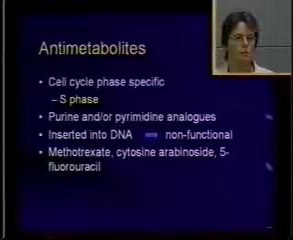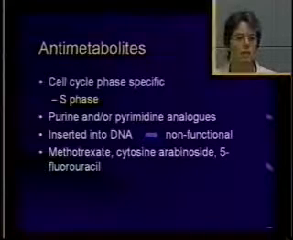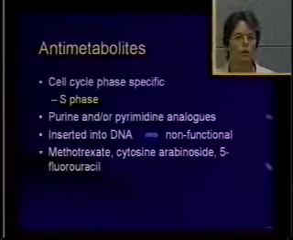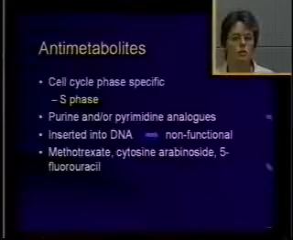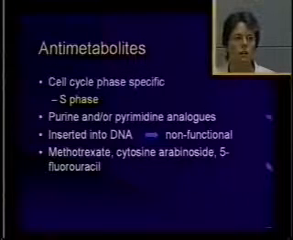Moving on to the antimetabolites, these are cell cycle phase specific. These affect the S phase or the synthesis phase. And the reason is that these tend to be purine or pyrimidine analogs, which are necessary for formation of DNA. So these analogs are inserted into the DNA, which renders it non-functional. Antimetabolite drugs that we'll go over today are methotrexate, cytosine arabinoside, and 5-fluorouracil.